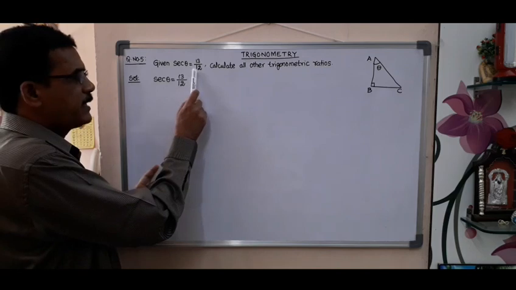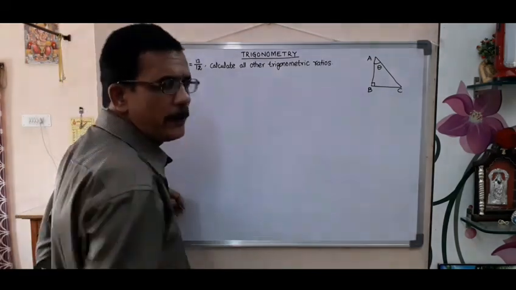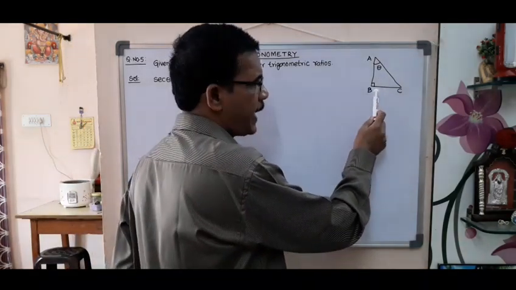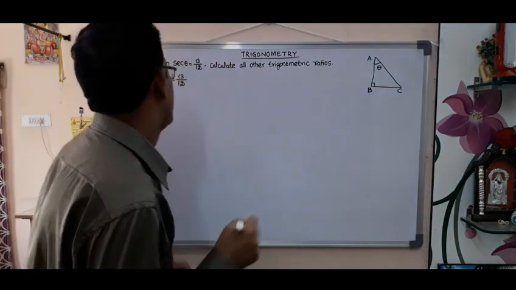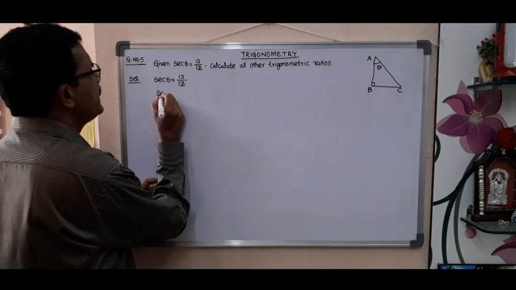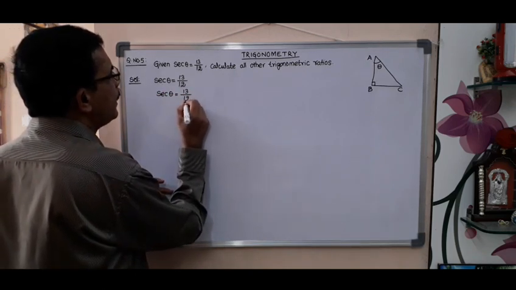Question number 5. Given secant theta is equal to 13 by 12, calculate all other trigonometric ratios. Let us draw one right angle triangle in which angle B is 90 degrees and angle A is equal to theta. Secant theta is equal to 13 by 12.